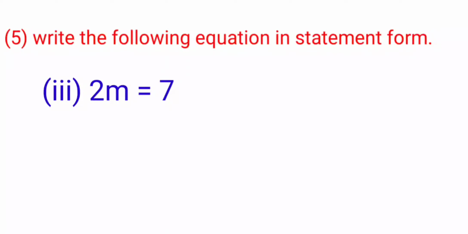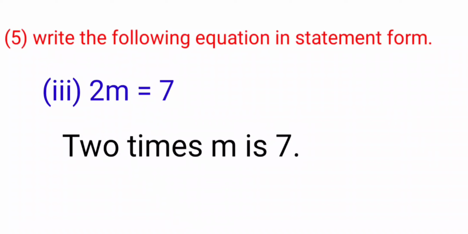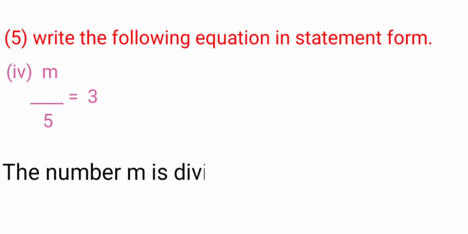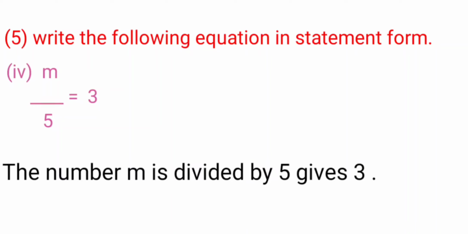Next, 2m is equal to 7. We can write 2 times m is 7. Okay, 2m means 2 times m is 7 here. Next, m by 5 is equal to 3. The number m is divided by 5 gives 3. Okay, m by 5 means the number m is divided by 5. You can write it like this.